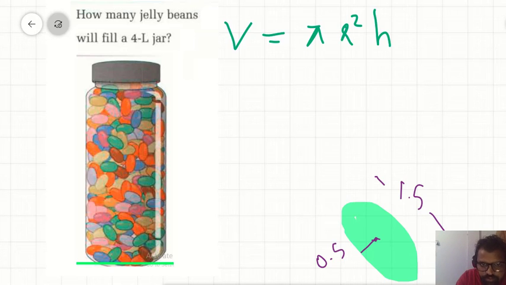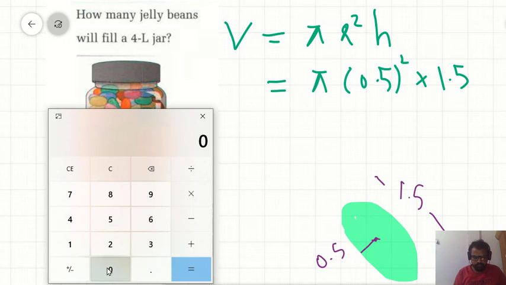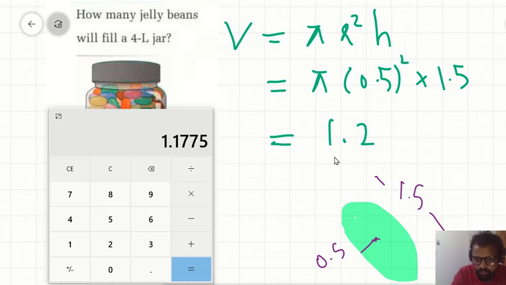So let's plug in the values here. Pi times 0.5 squared times 1.5. 0.5 times 0.5 is 0.25, times 1.5 times pi, 3.14. This is 1.17. So let's take a rounded value, 1.2 cubic centimeters. Approximately, okay.